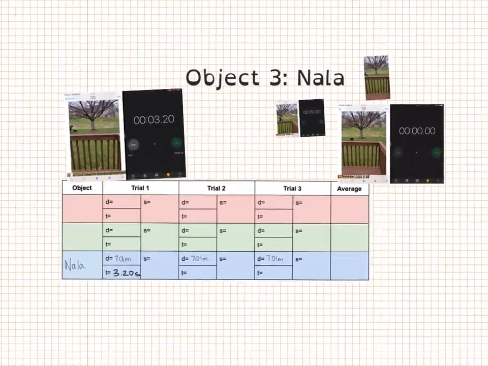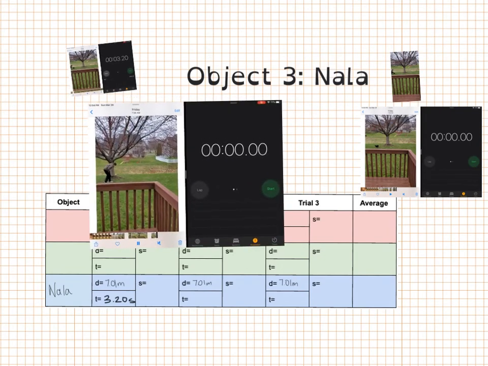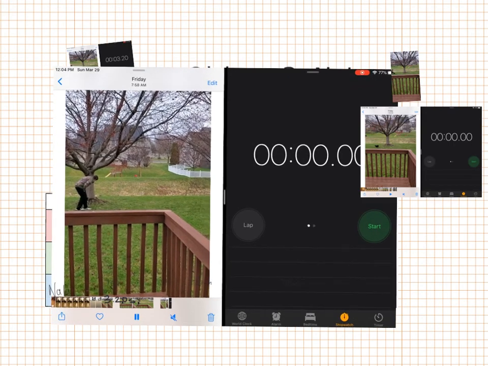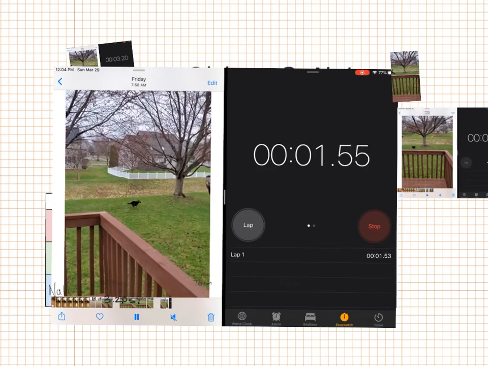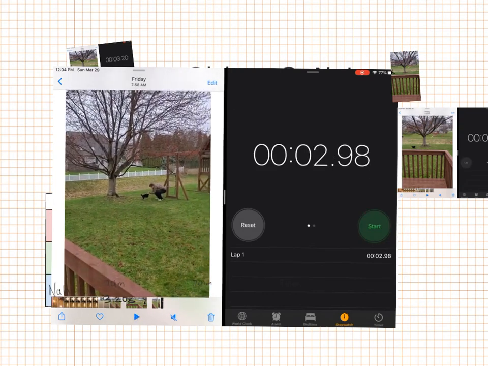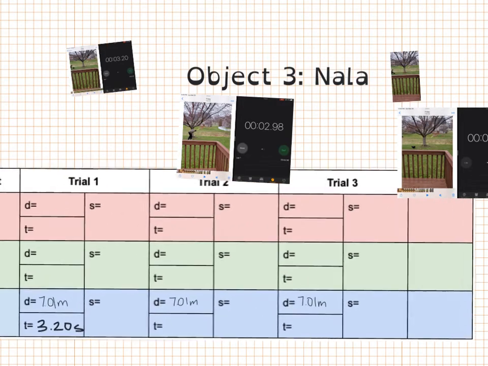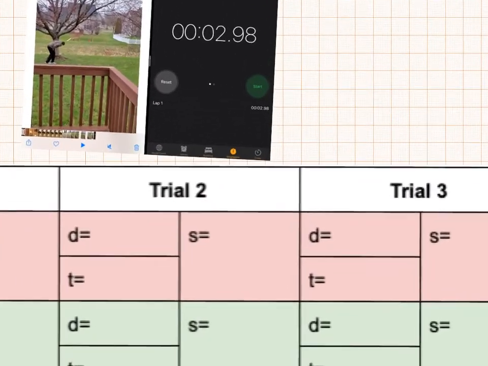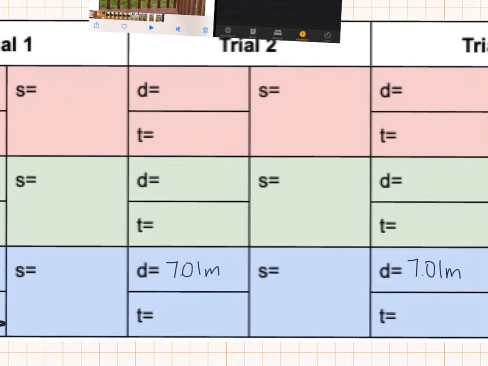Trial number 2. I'm gonna run back the other way. 2.98. I also tried to start and stop the timer, not when the video started, but when the puppy actually started running. That was my way to try and keep things under control. So 2.98 seconds.